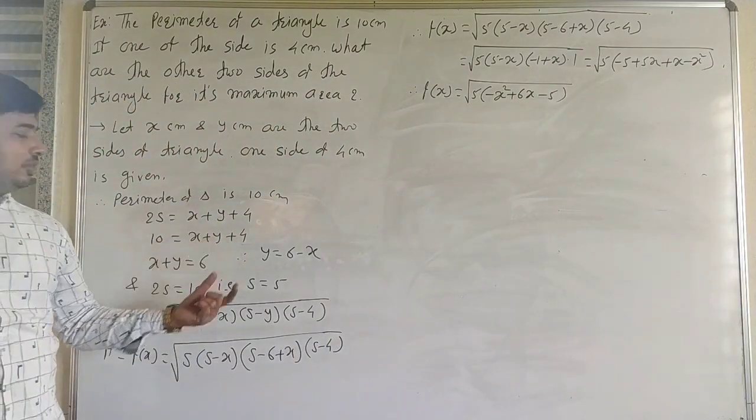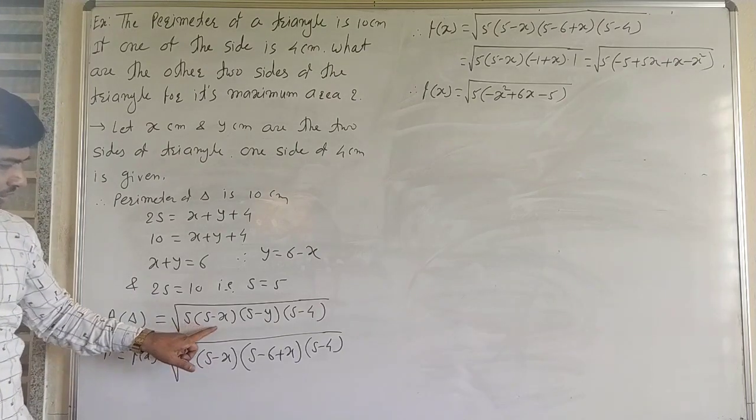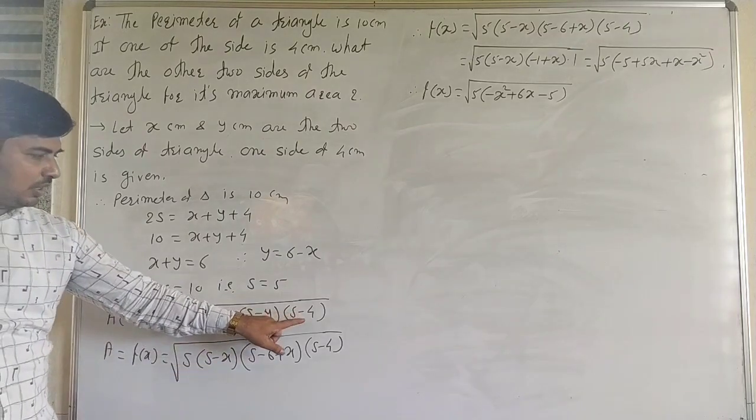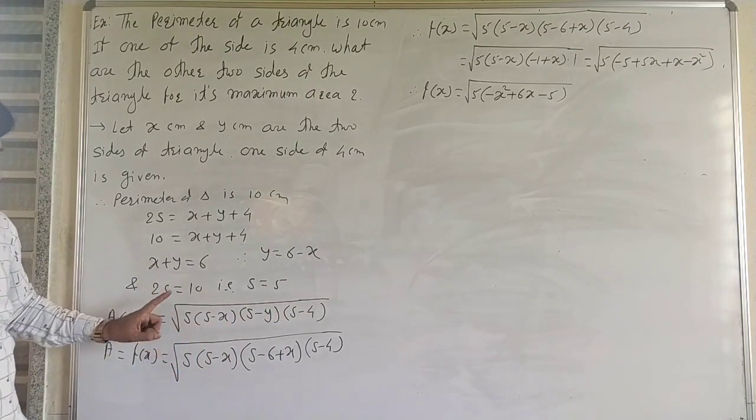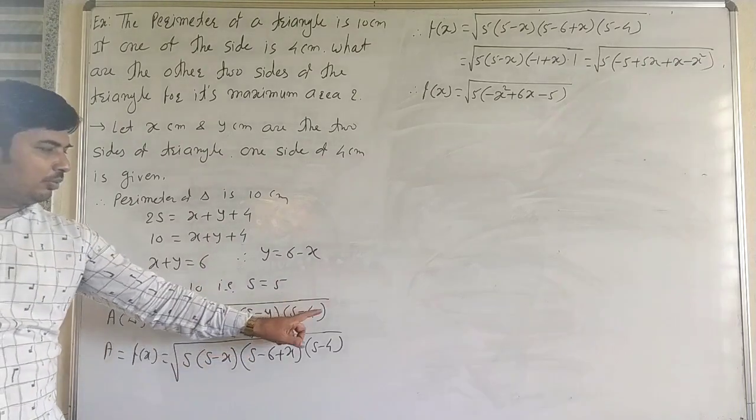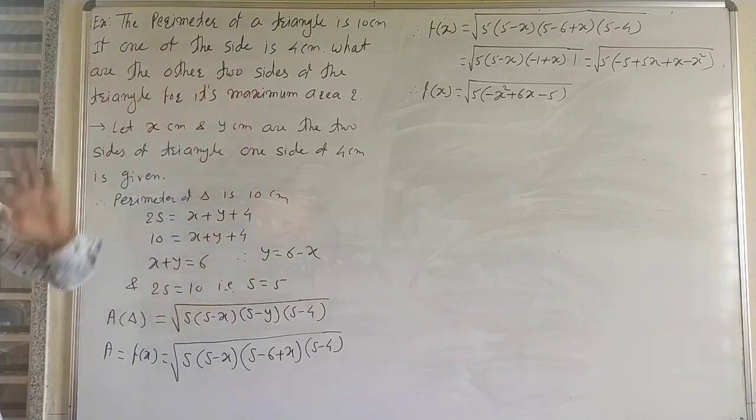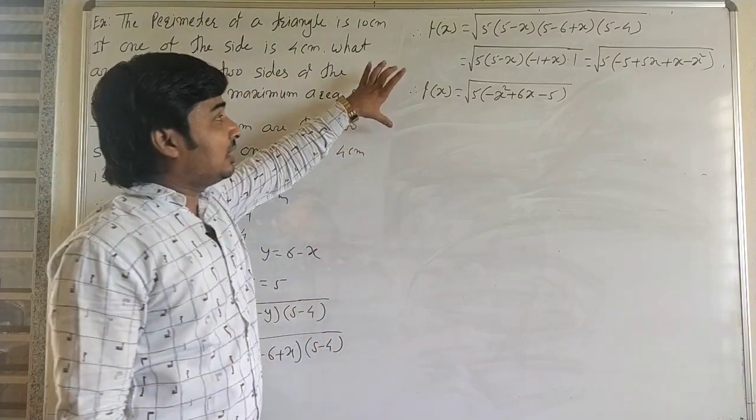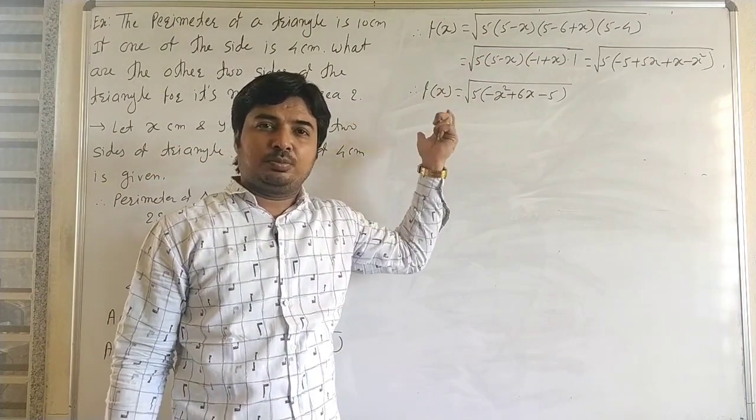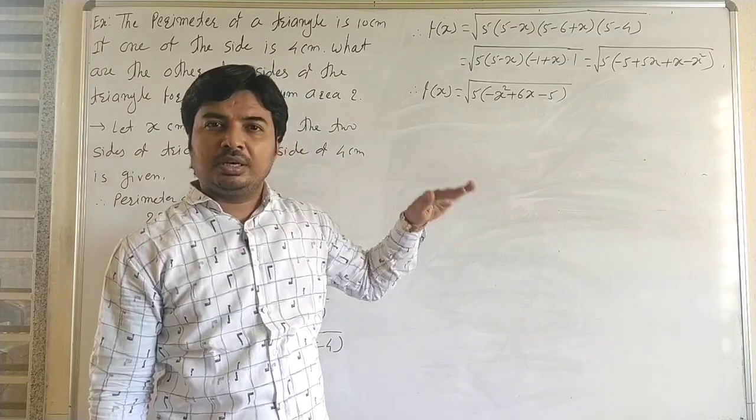Okay, by using the formula area of triangle, s into s minus a into s minus b into s minus c, where a, b, c are the sides. Here x, y and 4 are the sides of the triangle, and s is the half perimeter. Okay, it is f of x. Now we got f of x. Now after this, find the first derivative, then take the first derivative equal to 0 and then find the second derivative.